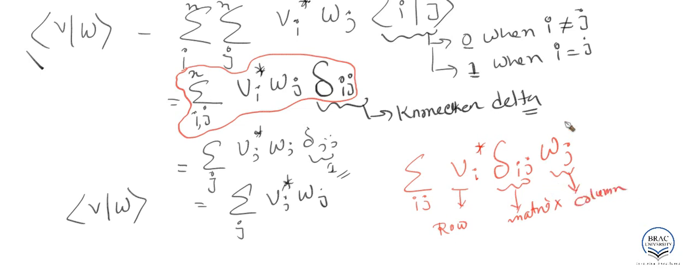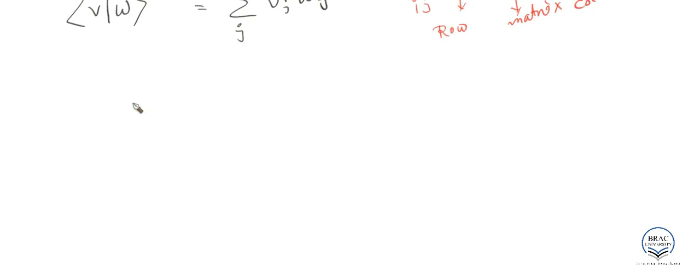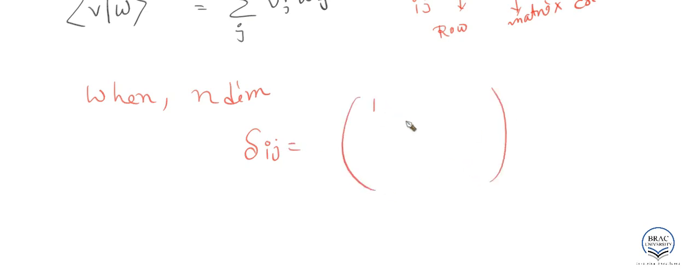In fact, when you have an n-dimensional vector space, this delta ij will correspond, if you take the matrix representation, to an n cross n identity matrix. The big zeros mean all the entries there are 0. So this is an n cross n identity matrix.